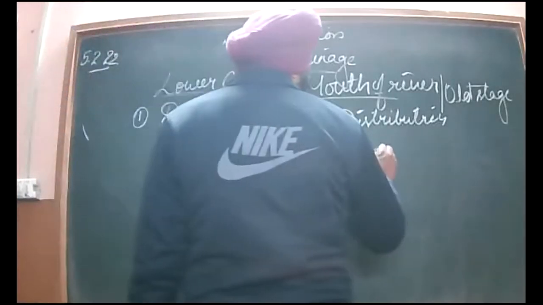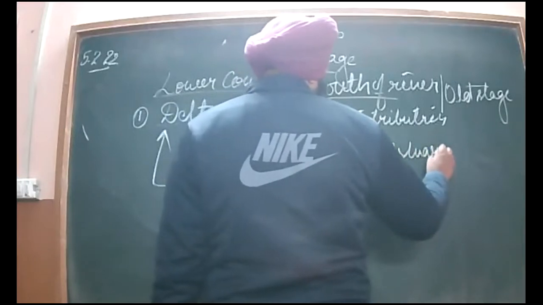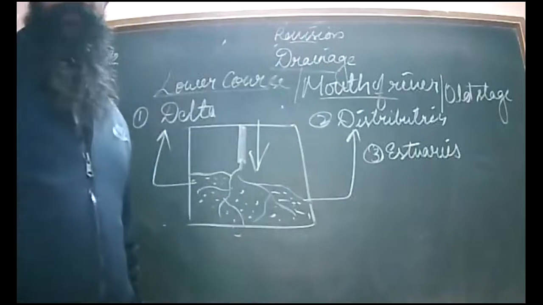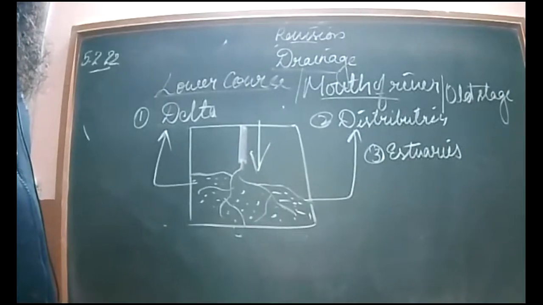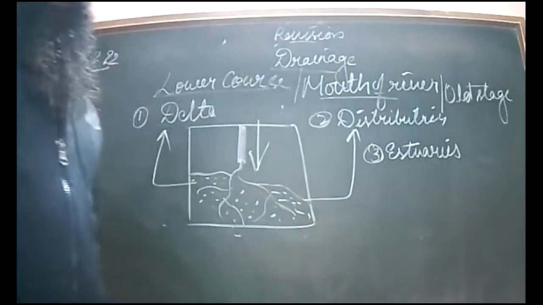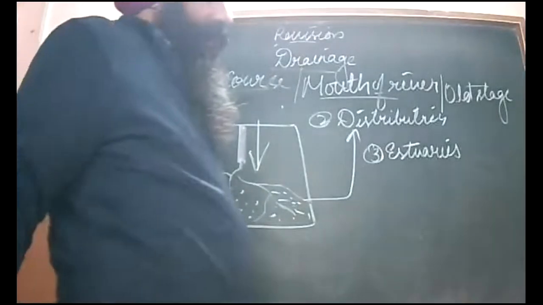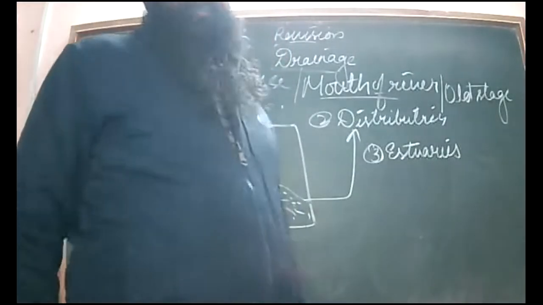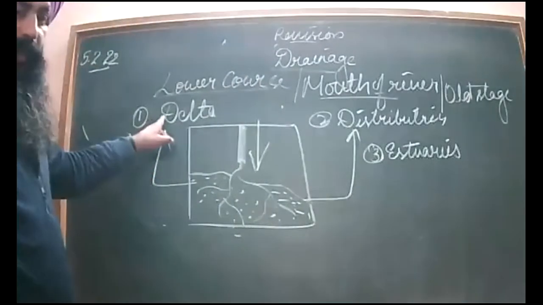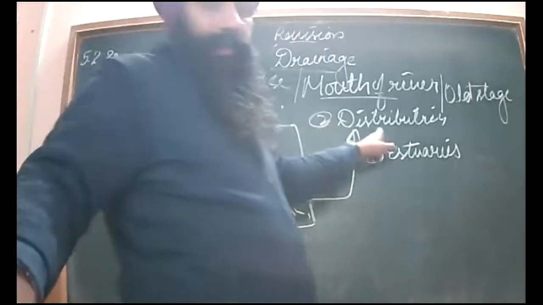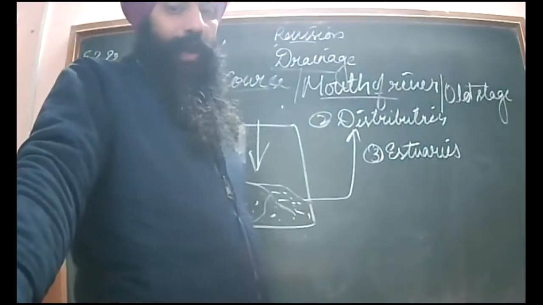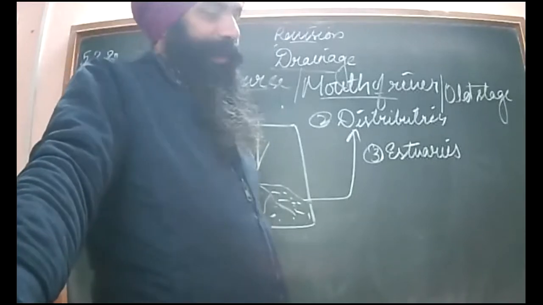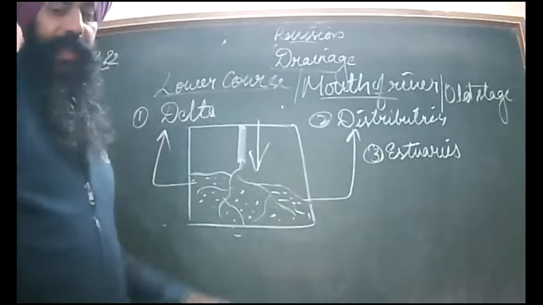Clear? Third landform, estuaries. Many rivers do not form deltas. Example of delta: Sundarbans in Bangladesh and West Bengal. Distributaries, their example: Hooghly, distributary of Ganga. Next, estuaries.